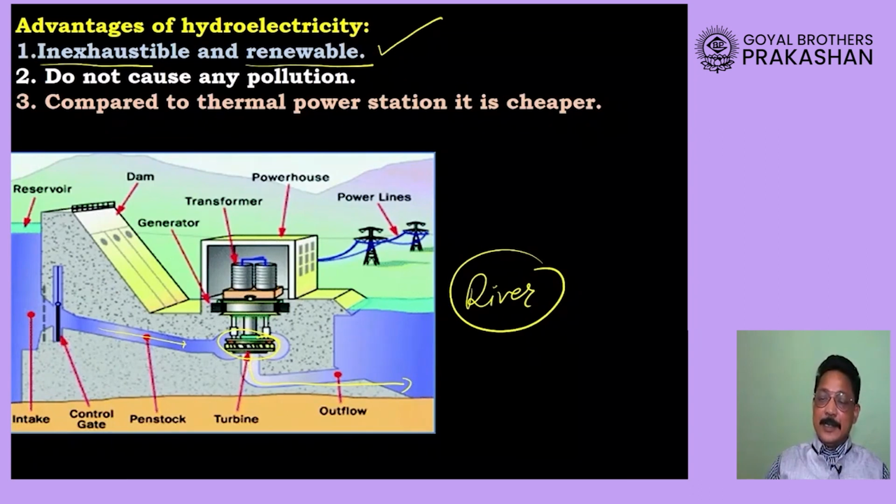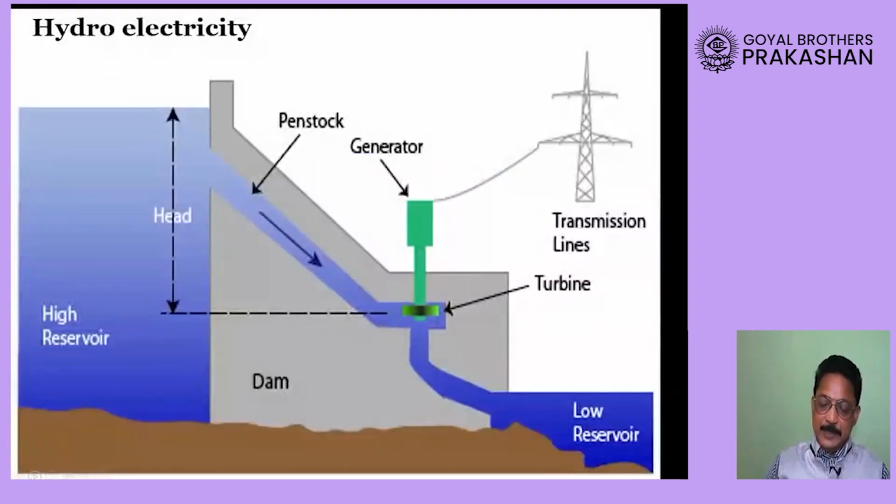And dear students, as compared to thermal power plant, where heat is produced by burning fossil fuels, which is then ultimately used to generate electricity, the cost of hydroelectricity production is low. So these are some of the benefits of this hydroelectricity.